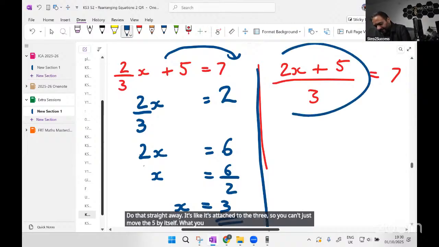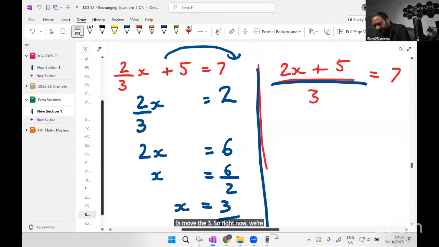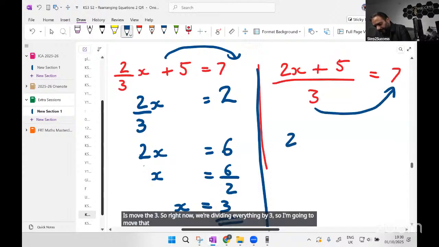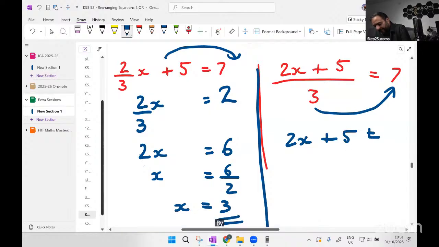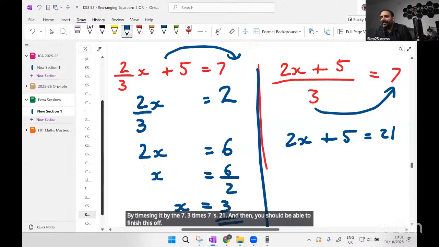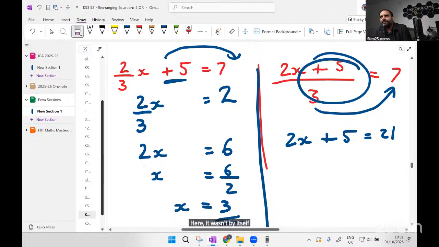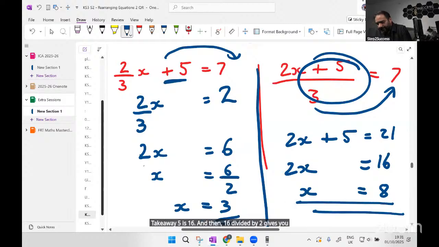What you have to do in this question first is move the 3. So right now we're dividing everything by 3. So I'm going to move that 3 by timesing it by the 7. 3 times 7 is 21. And then you should be able to finish this off. And now I can take away the 5. You see, I couldn't do it before until I had moved that 3. Here I could, because it was by itself over here. Here it wasn't by itself. So take away 5, 21 take away 5 is 16. And then 16 divided by 2 gives you 8. So the answer to the question on the right is 8.